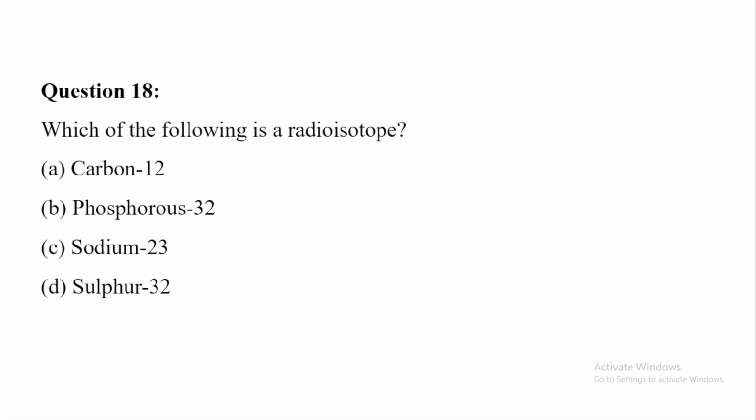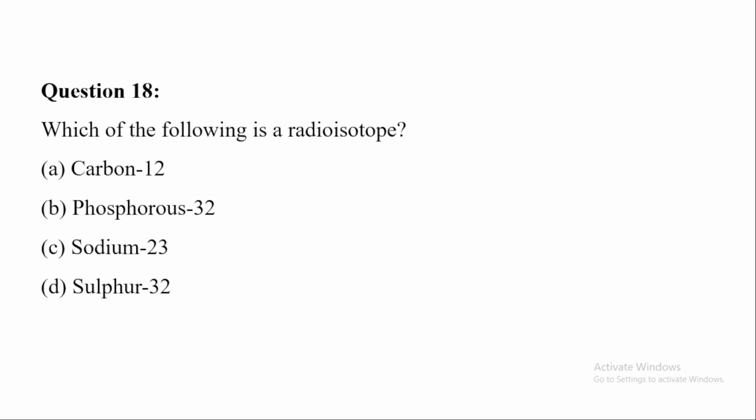So the next question, question number 18. Which of the following is a radioisotope? Now what do you mean by radioisotope? What is isotope? Isotope means the elements having the same atomic number. Like in one of the previous questions I have shown C14 and C12. So C14 and C12 are isotopes of each other because the atomic number for both was 6.